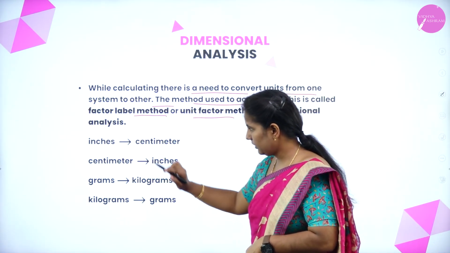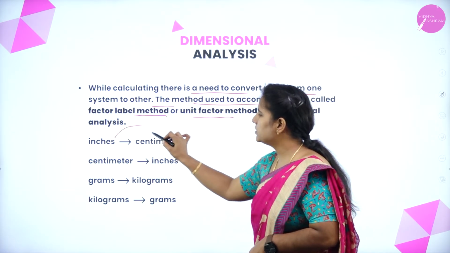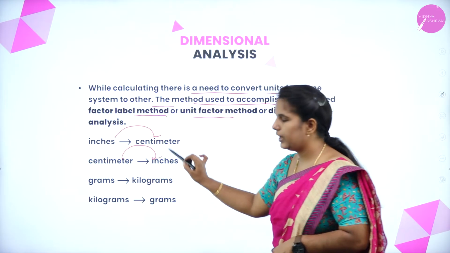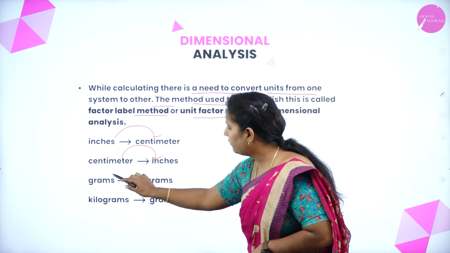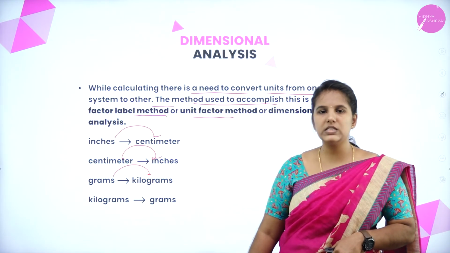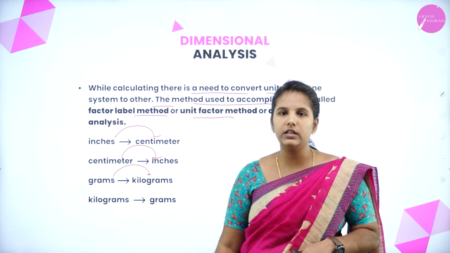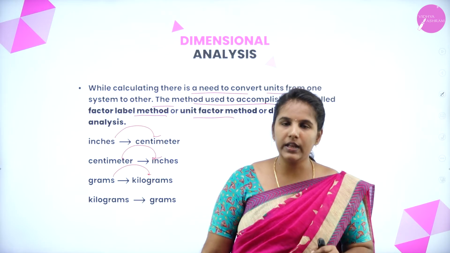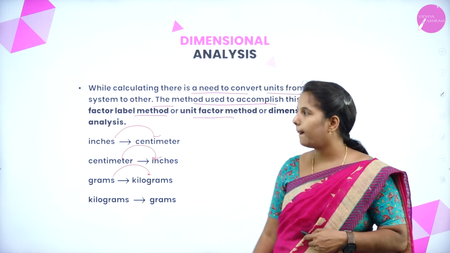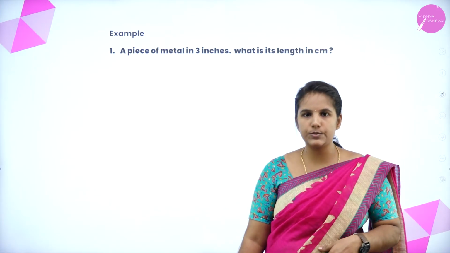For example, you can see that we can convert from inches to centimeters, from centimeters to inches, from grams to kilograms and from kilograms to grams. This is how we can convert from one unit to another in chemistry by using dimensional analysis. Okay, let's solve this problem.